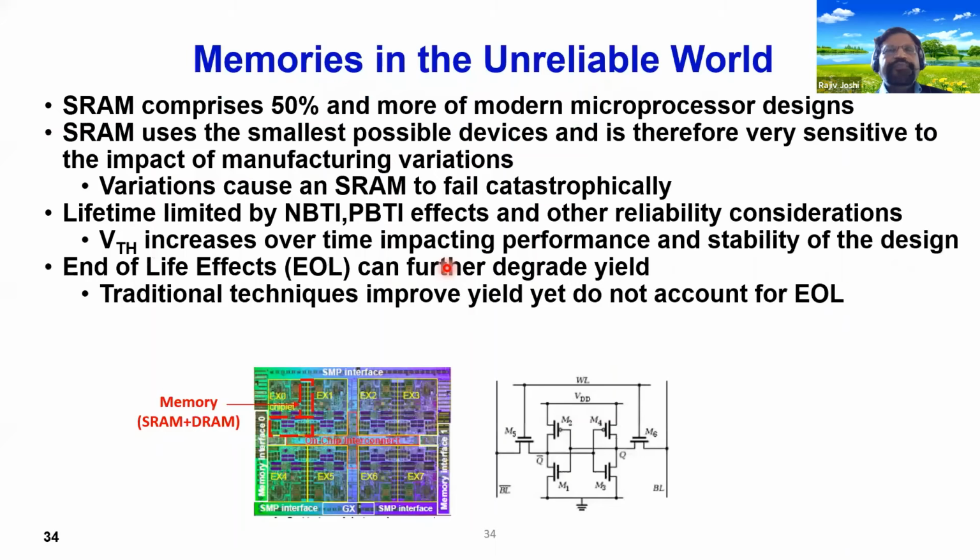And in memories, especially in the unreliable world, SRAM comprises 50%, and that's why we need to take extra precaution. The lifetime is limited by NBTI, PBTI effects, and other reliability considerations. Threshold voltages increase over time, and there are other mechanisms which play a role in the yield degradation.